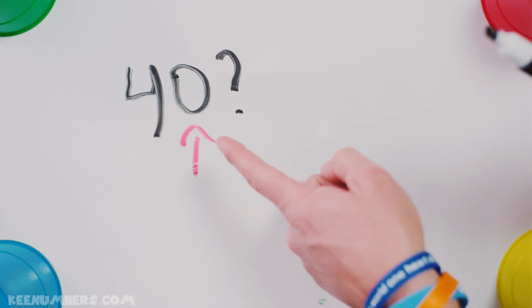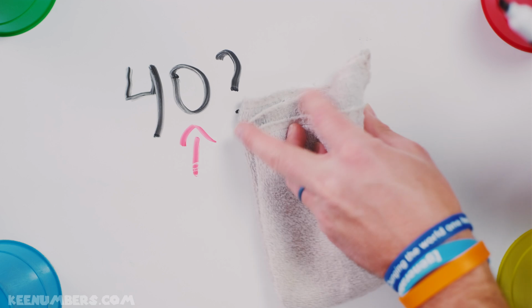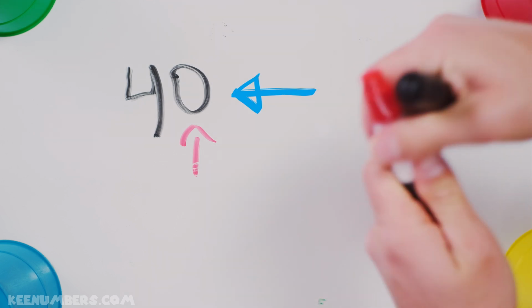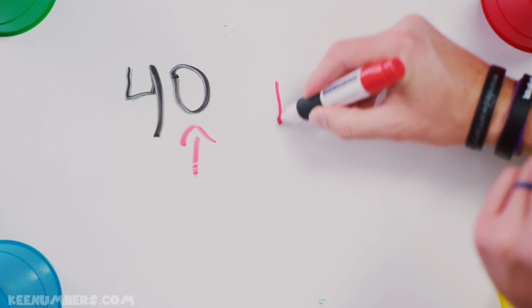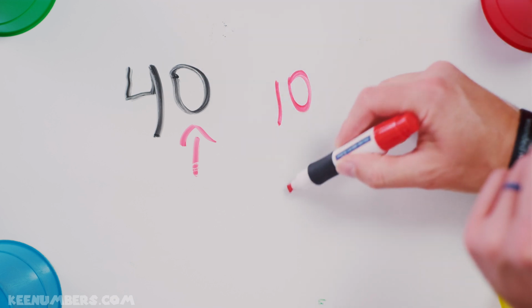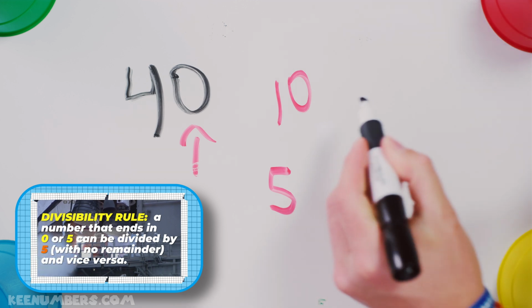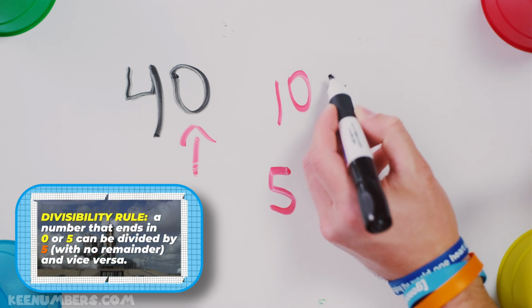40 ends in 0. Oh, we don't need that question mark. We can say confidently that this is going to be divisible not only by 10, because it ends in 0, but also it's going to be divisible by 5. If it ends in 0, you're good to go.